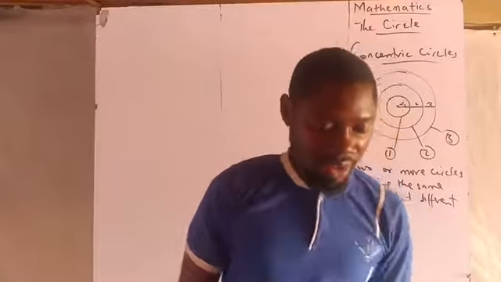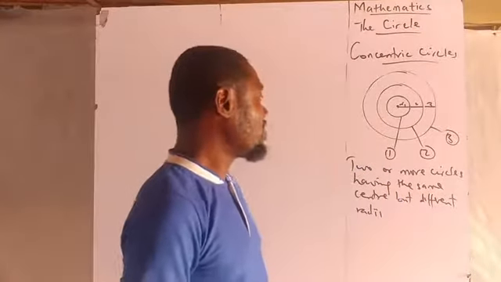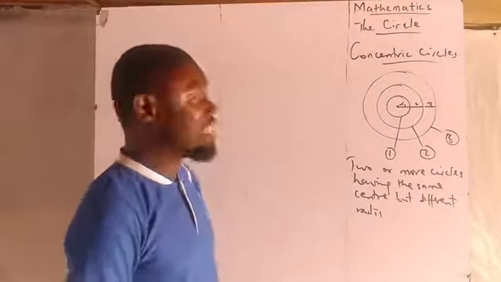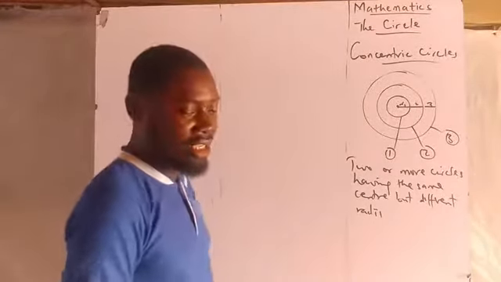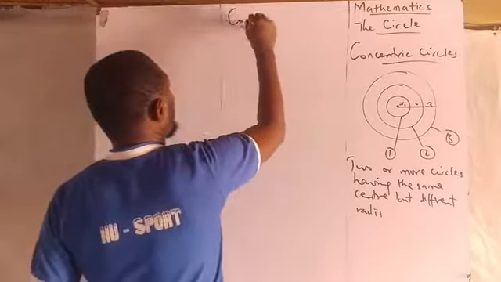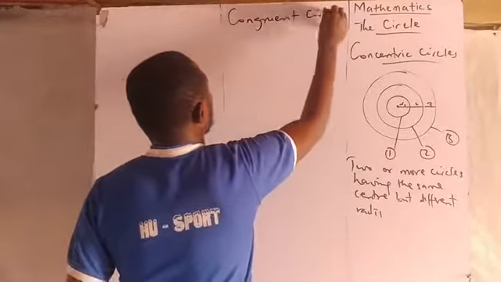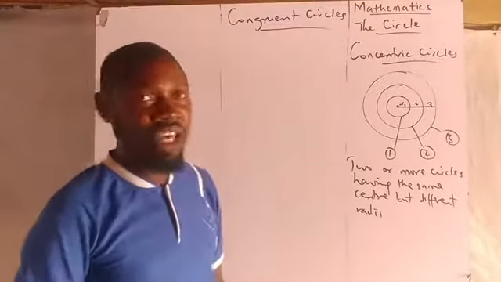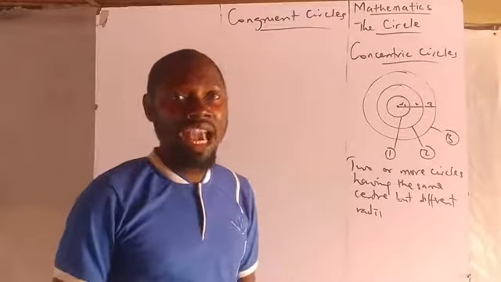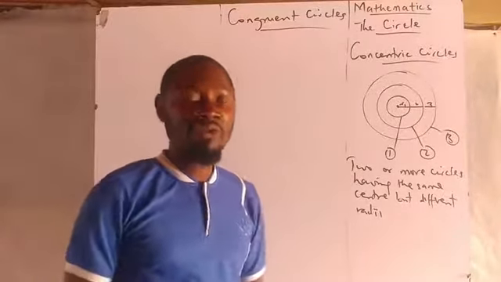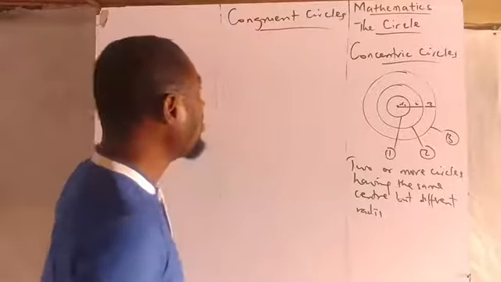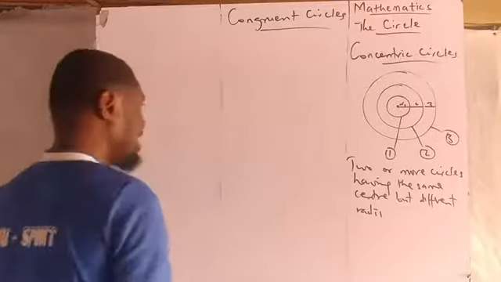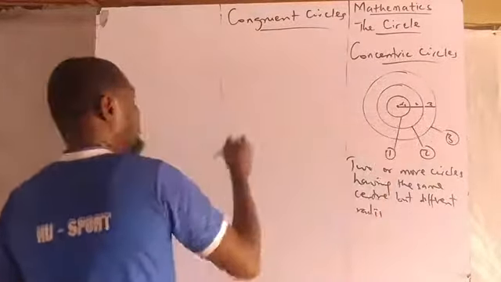Congruent circles. These are 2 or more circles having the same radii but different centers. I said this has to do with 2 or more circles having the same radius but different centers. So in this case, I will not be drawing my circles in this form, but they will stand differently.